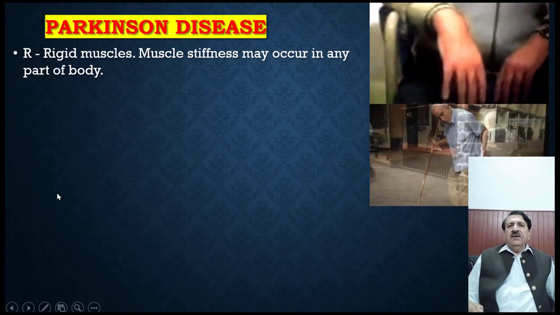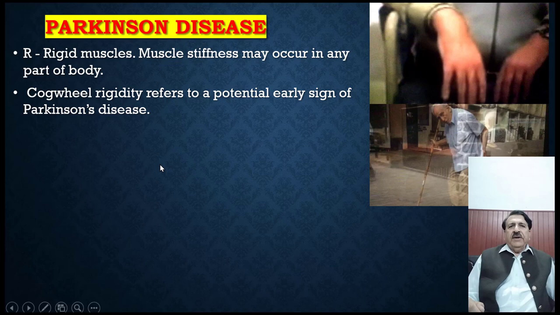Parkinson's disease rigidity. Rigid muscle stiffness may occur in many parts of the body. Cogwheel rigidity refers to a potential early sign of Parkinson's disease.